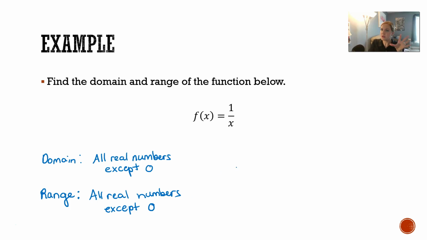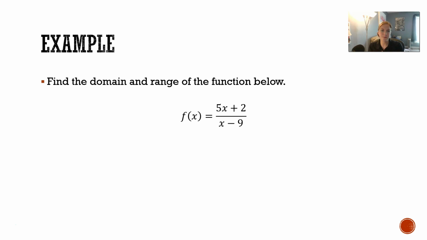Now you could see the domain a little bit differently. For the domain, you could say x cannot equal 0. That's your one restriction. And the range would be y cannot equal 0. So just to look at those a couple different ways, if you've seen them written differently, those are the different possibilities. So just be aware that there's different ways to write things.